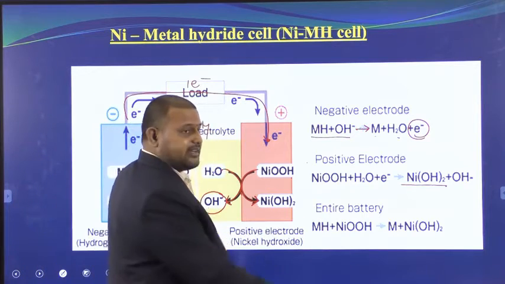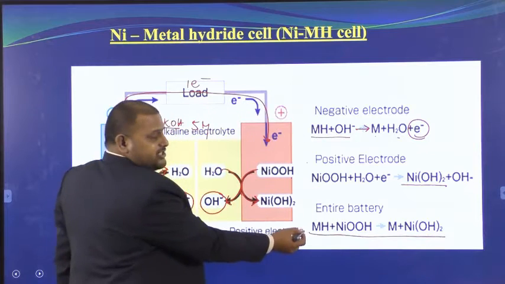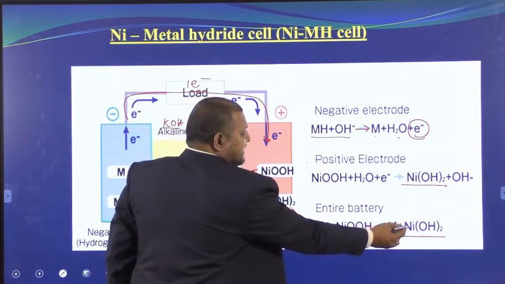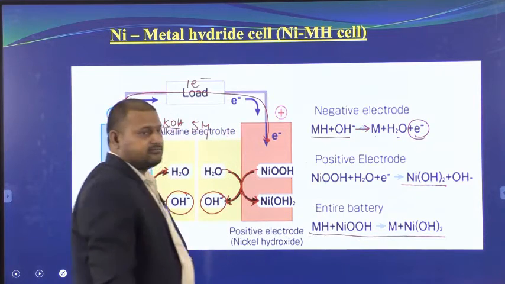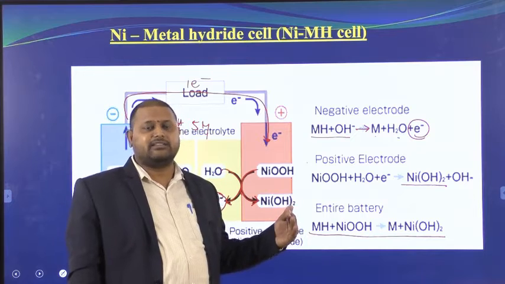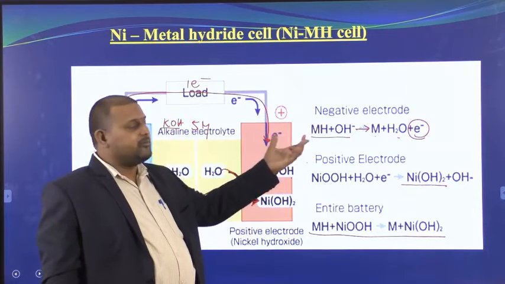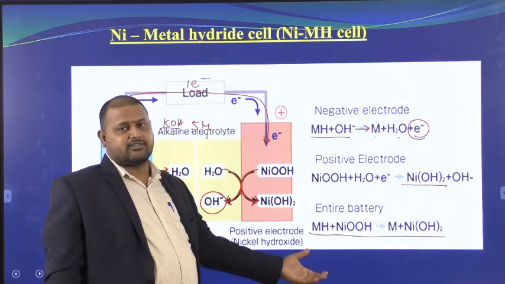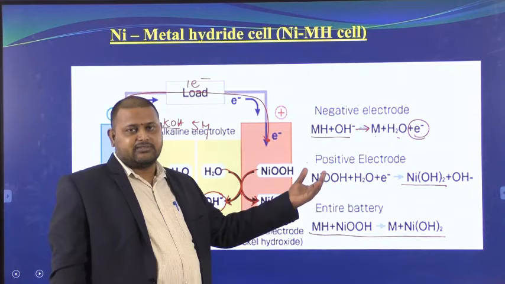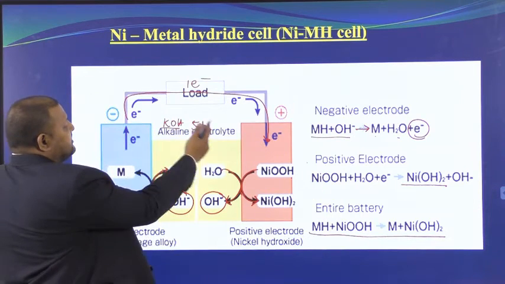So what is the overall reaction? The overall reaction is this only. MH plus NiOOH gives rise to M plus Ni(OH)2. What is the difference between this one and nickel cadmium batteries? Instead of MH, we have taken Cd, that's all. The remaining reactions are all the same. So if you know one battery clearly, the second battery is very easy for you to understand. These are the discharge reactions.